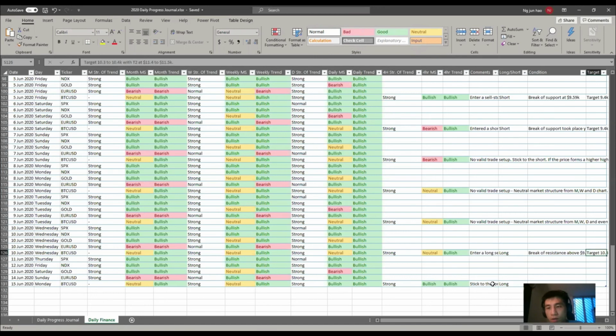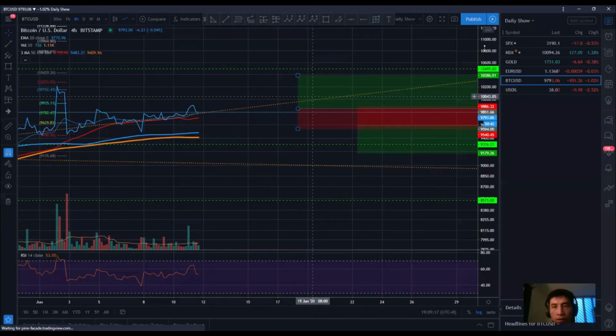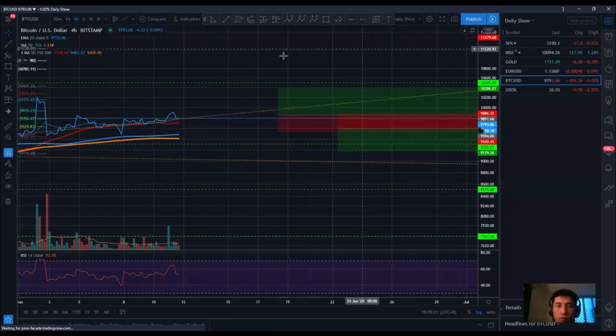So the target I'll copy over here. The target remains, as you can see over here, at 10.3 to 10.4K, which is target 1. And the second one is right above here. So this is target 2. So yeah, that's the setup.